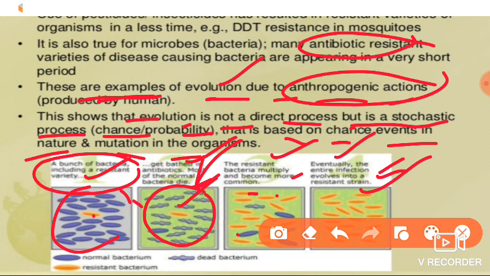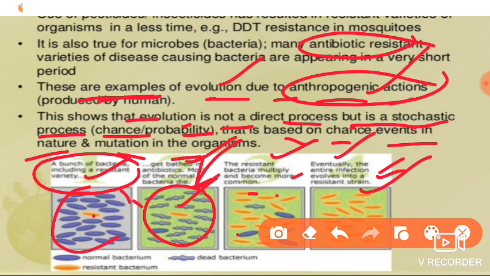You can take all those examples. Here it happens by chance, and mutation is the raw material for evolution, because a sudden change can give rise to new species. Students, this is about the theory of natural selection. Two proofs were given for natural selection. One is industrial melanism, and the other is resistance to chemicals, or anthropogenic action. These two are the examples for natural selection.